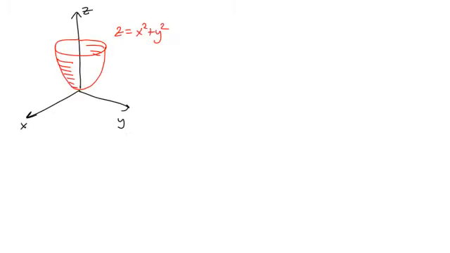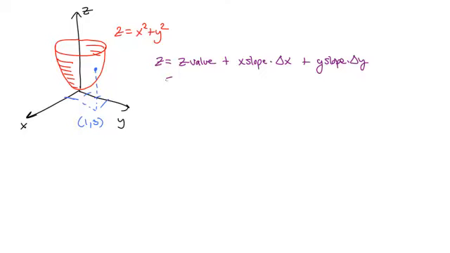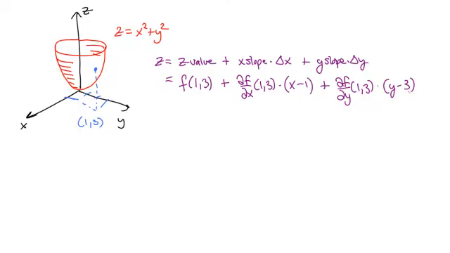Let's go and pull out our favorite function in surface, the paraboloid z equals x squared plus y squared. And let's see if we can find its tangent plane right here at the point 1, 3. So our formula is that the tangent plane is given by z is equal to the z value plus the x slope times delta x plus the y slope times delta y. It's a nice way of sort of encapsulating that. So it's going to equal f at the point 1, 3 plus the derivative of f with respect to x at 1, 3 times the change in x, which is x minus 1, plus the derivative in the direction y at the point 1, 3 times the change in the y values, y minus y naught.